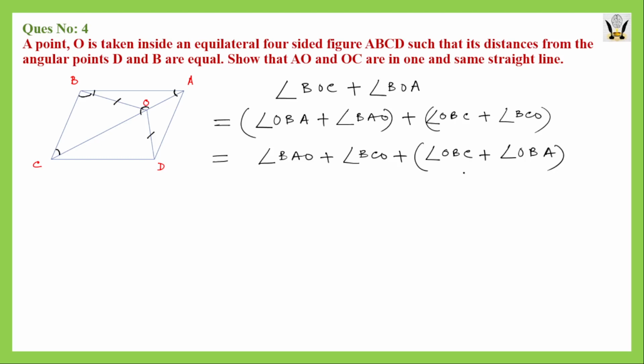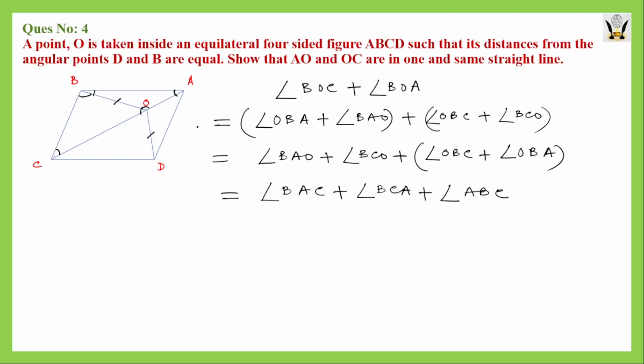Now we can rearrange these angles. BAO is an angle, and BCO is an angle, and we are adding these two angles. So which angle will these two form? CBA or ABC. So BAO we can write as BAC, and BCO is BCA, and when we add these two angles, that forms the larger angle, which is ABC.